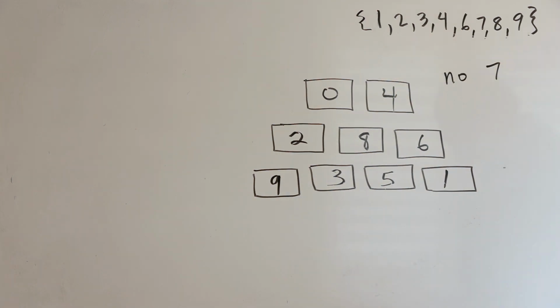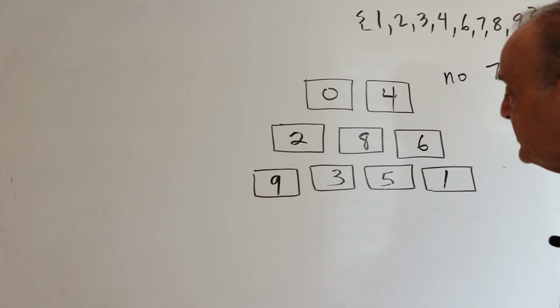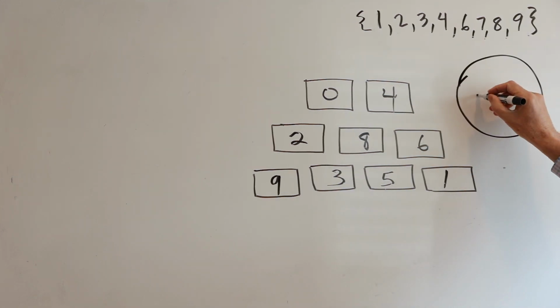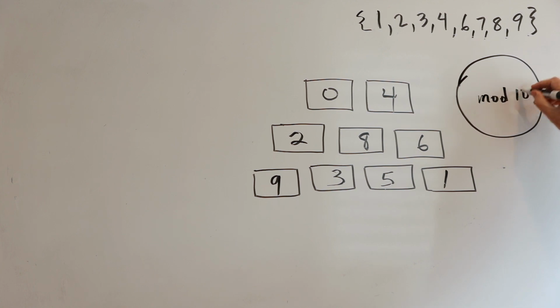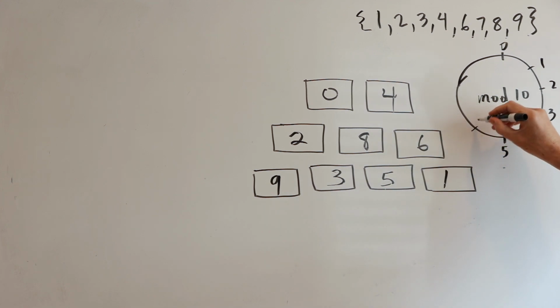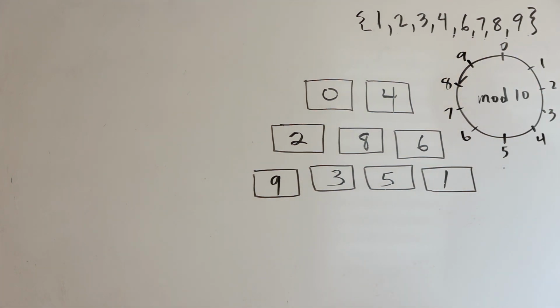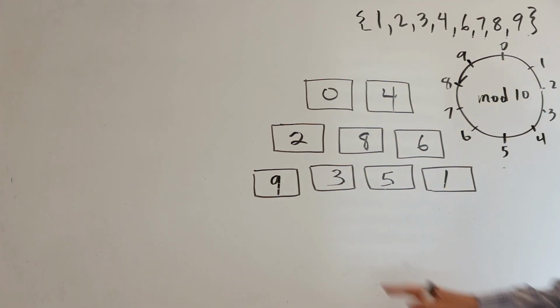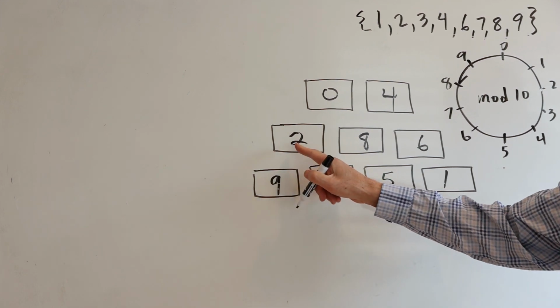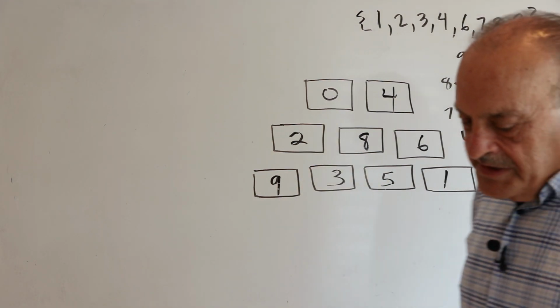Now, if you remember, if you saw the previous video, we're actually adding on a clock. And the clock I call mod 10. It's got 10 numbers on it, not 12. So for example, when you're adding 9 and 3 on this clock, you would start at 9 and go 1, 2, 3, and then you'd land on 2. But that's the same as saying 9 plus 3 is 12, and write down the 2 and forget about the 1.